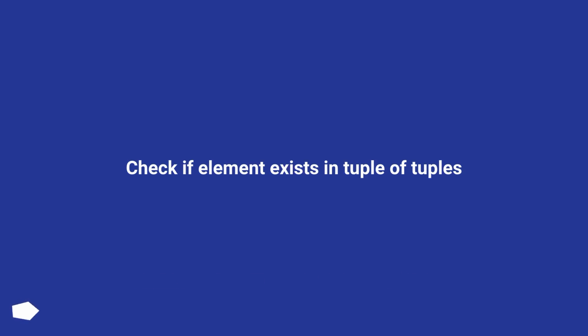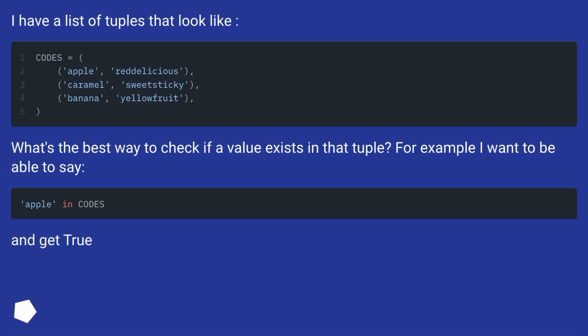Check if element exists in tuple of tuples. I have a list of tuples that look like this. What's the best way to check if a value exists in that tuple? For example, I want to be able to say this and get true.